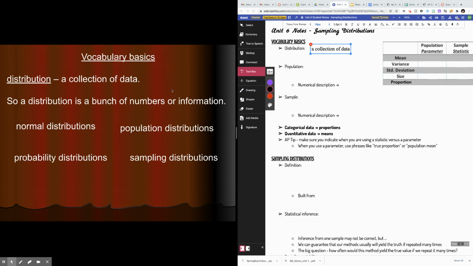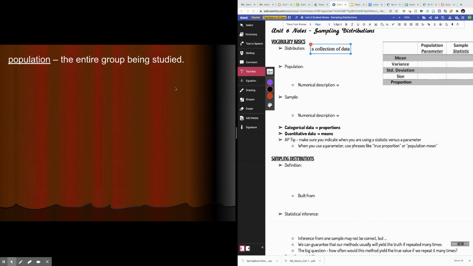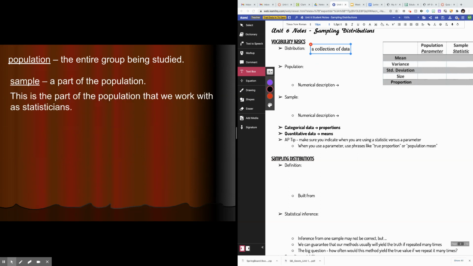And we've talked about a lot of different types of distributions. Right? We've talked about normal distributions in Unit 3. We've talked about population distributions kind of throughout. We've talked about probability distributions in Unit 5. And then this unit is on sampling distributions.